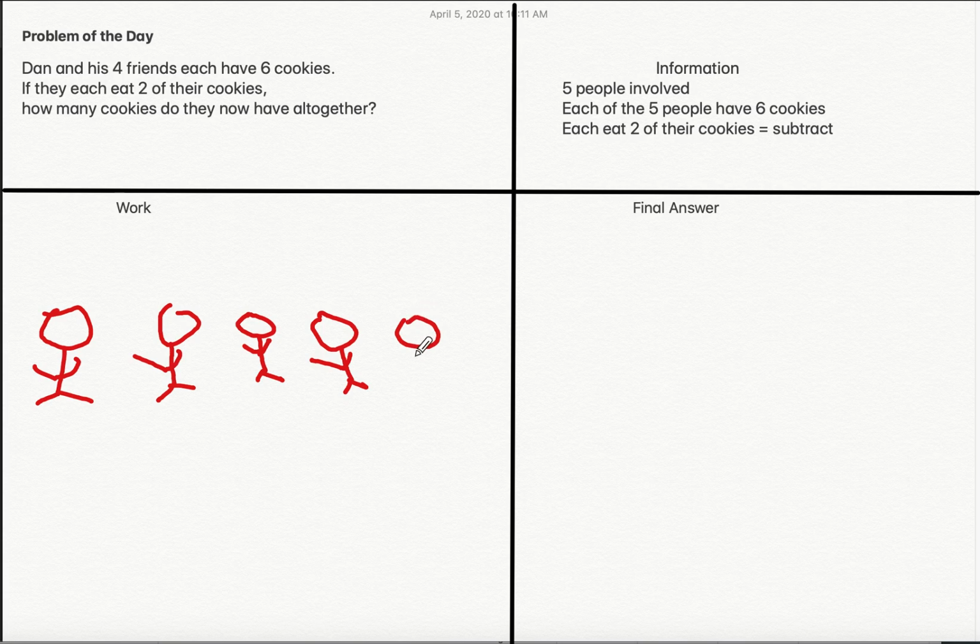So let's have Dan and my beautiful stick figures. There's Dan. Here's friend 1. Draw it with me, guys. You're a better artist than I am. Friend 2. Friend 3, and friend 4. So, I have my 5 people involved, right? Dan and his 1, 2, 3, 4 friends. And they each have what? They each have 6 cookies. So instead of drawing 6 cookies, I'm going to save myself some time and some embarrassment so I don't have to draw them. I'm just going to put the number 6 for each of them. So they each have 6.